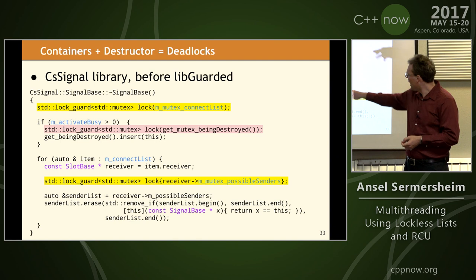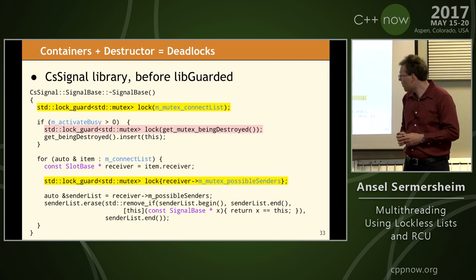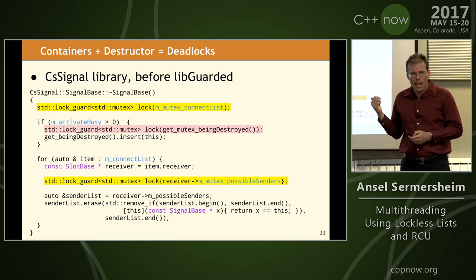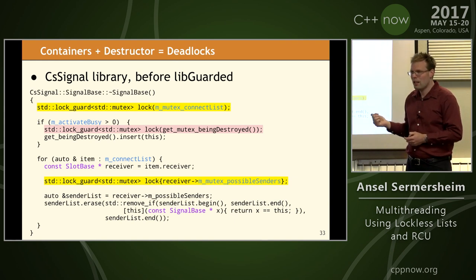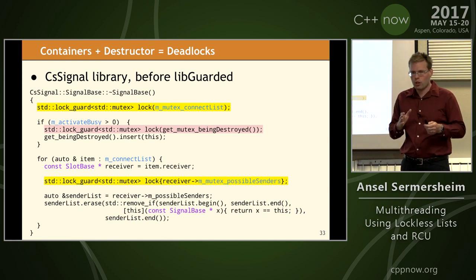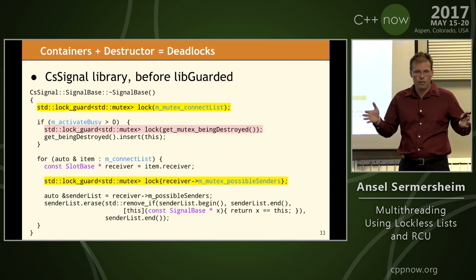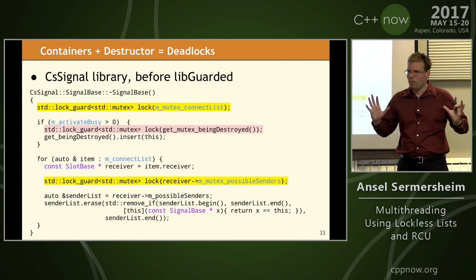I'll also point out the part in a sort of purplish highlight where we're locking another container. And this is an additional container that was needed just to keep track of all the objects which were currently in the middle of being destroyed. And this seemed like the direction to go initially as we were implementing CsSignal. As most code does, this code evolved over time, and we discovered new constraints and new scenarios in which it could be called. And our initial attempt was to just set up a container that contained a list of all of the things which were currently being destroyed so that other objects which might be in the process of being destroyed could look at that container and say, I just won't touch that.